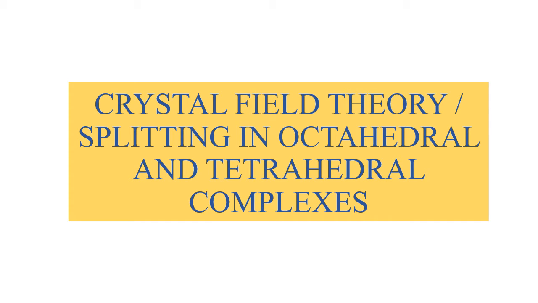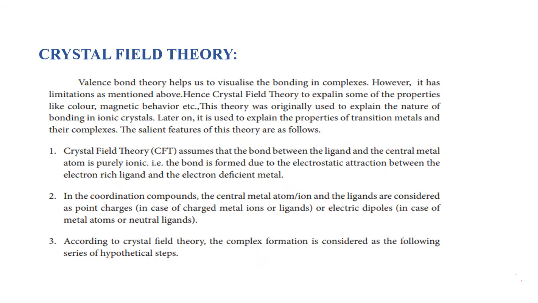Today we are going to see crystal field theory and splitting of octahedral and tetrahedral complexes. Valence bond theory tells about bonding in complexes, but it has some limitations. Then crystal field theory is used to explain the properties such as color, magnetic behavior, etc. However, this theory was originally used to explain the nature of bonding in ionic crystals, but later on it is used to explain the properties of transition metals and their complexes.